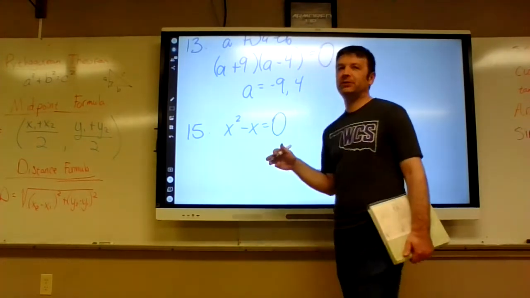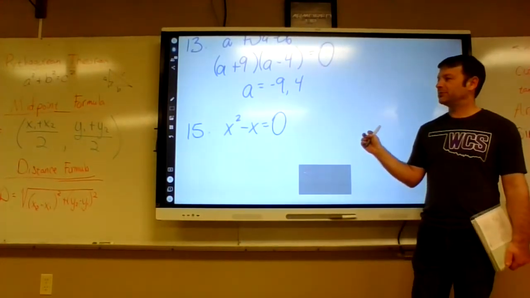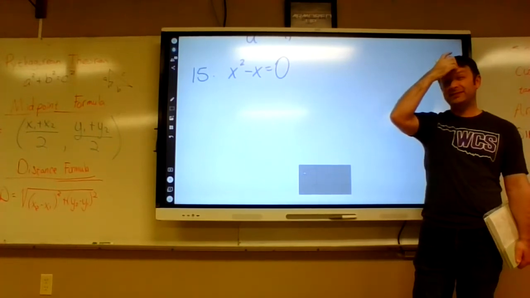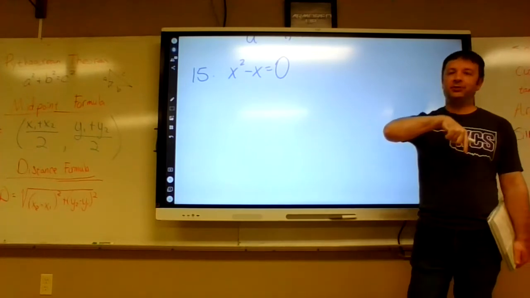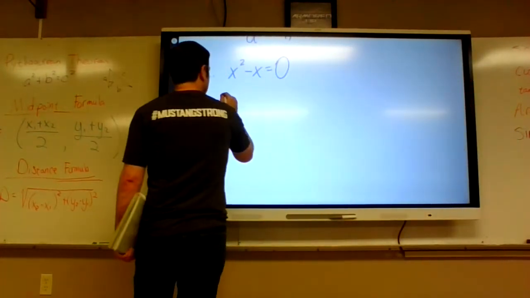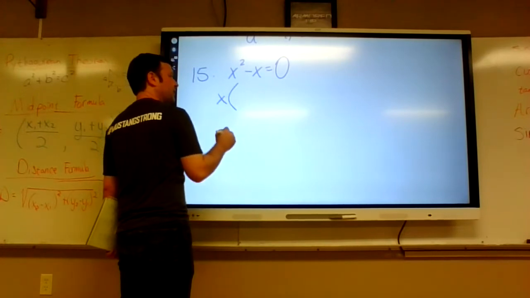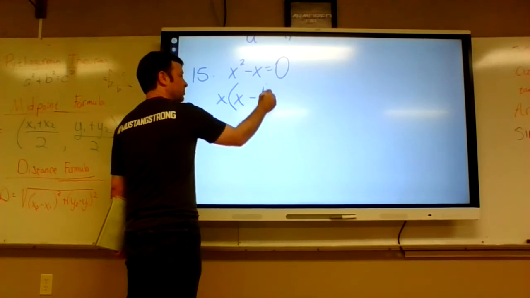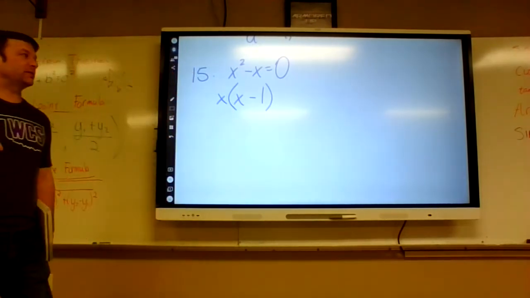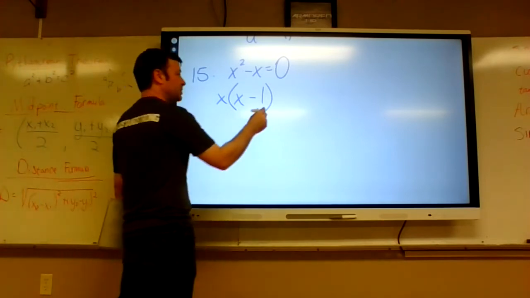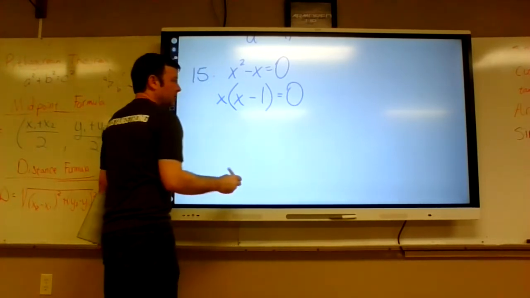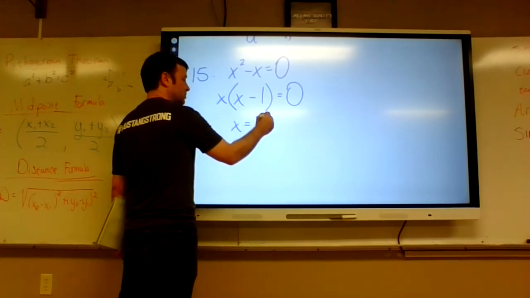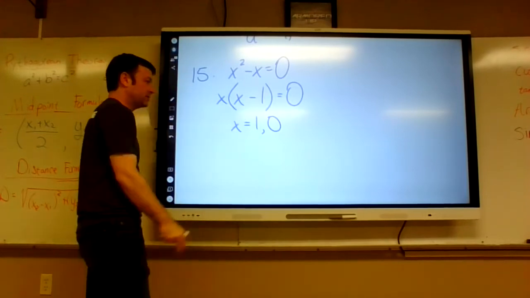Okay, we're in the B section, which means they're going to try to trick us a little bit. How can we factor 15? Take an x out on the outside. We haven't used that yet today. After I take an x out, what's left? x minus 1. Remember, you're dividing an x out. x divided by x is 1, not nothing. What x values would make these factors 0? 1 or 0.